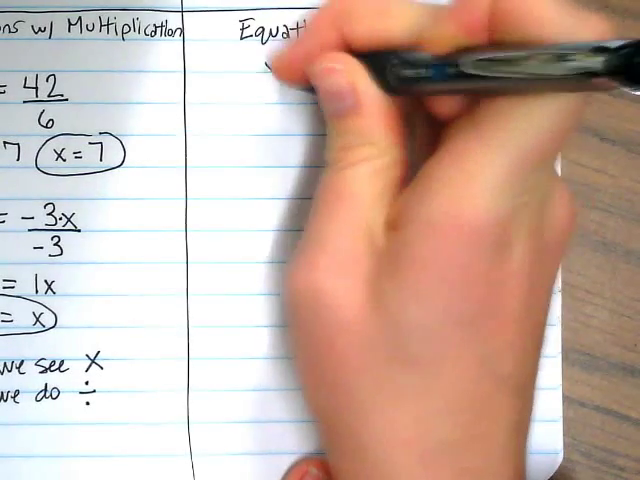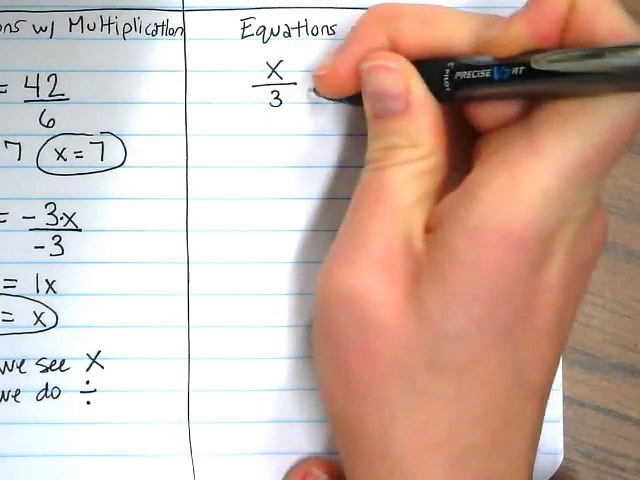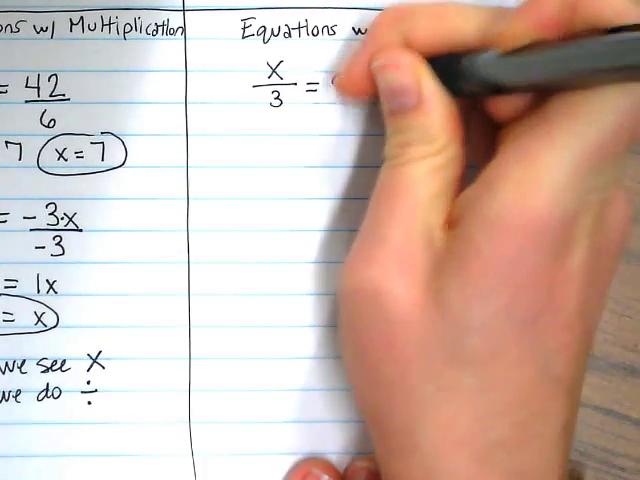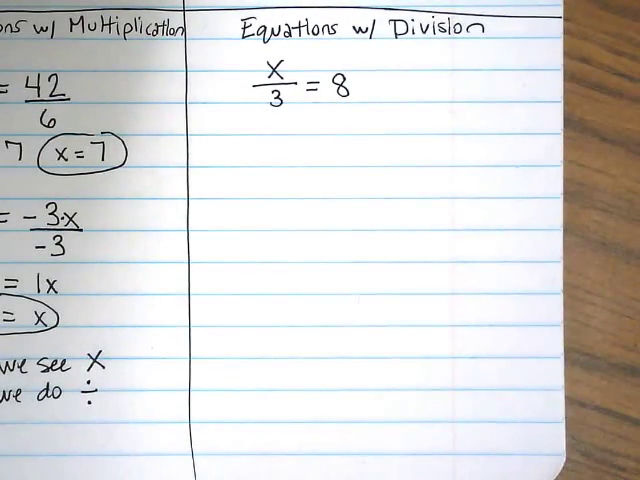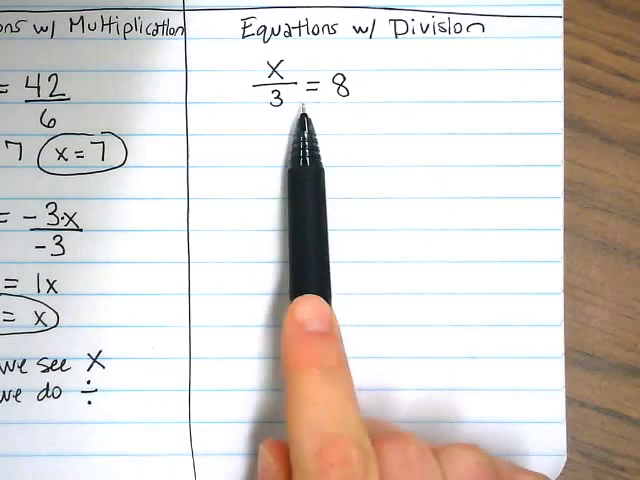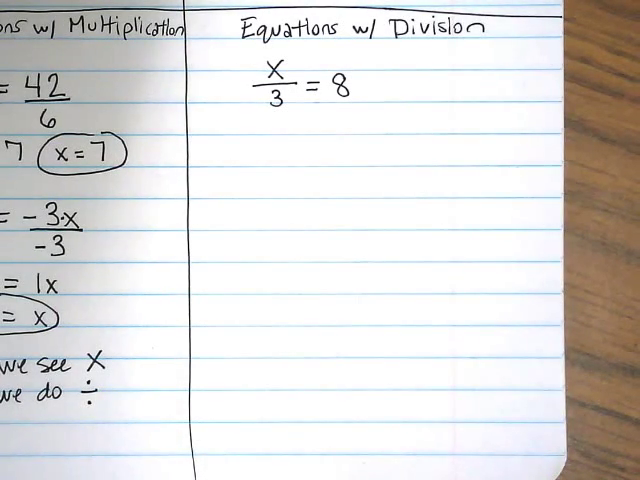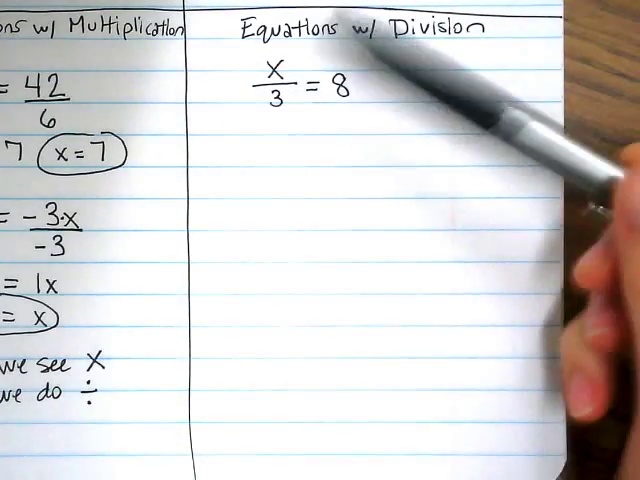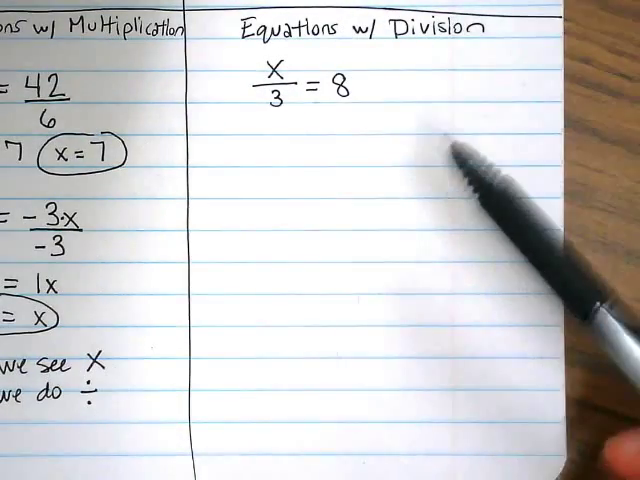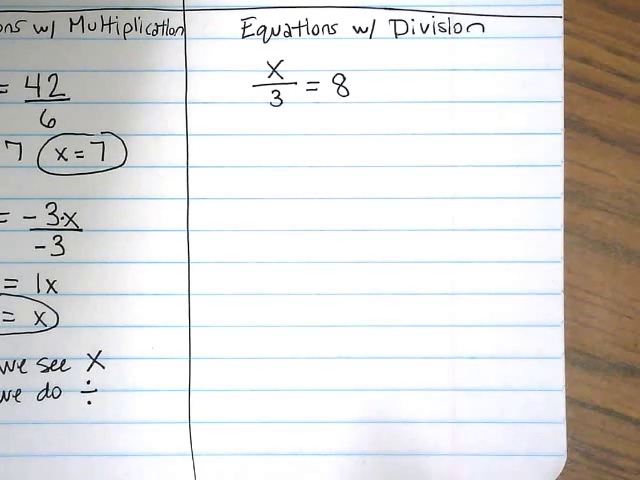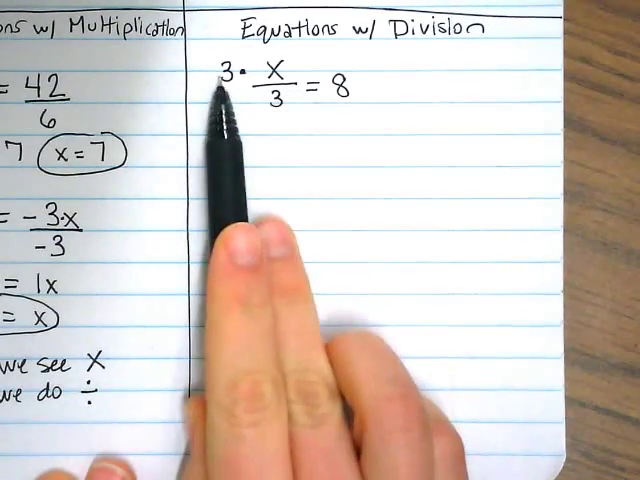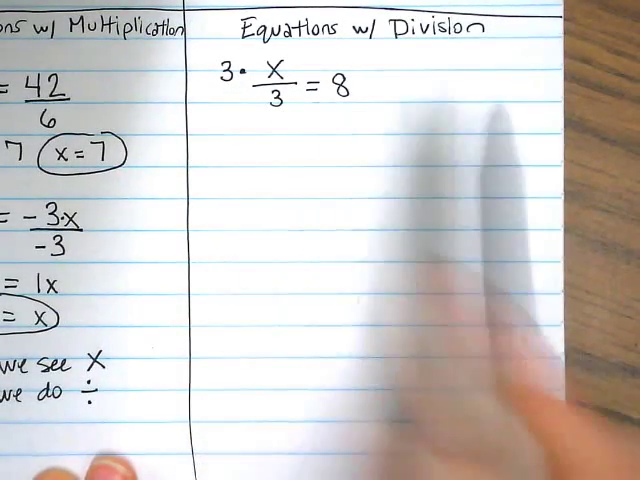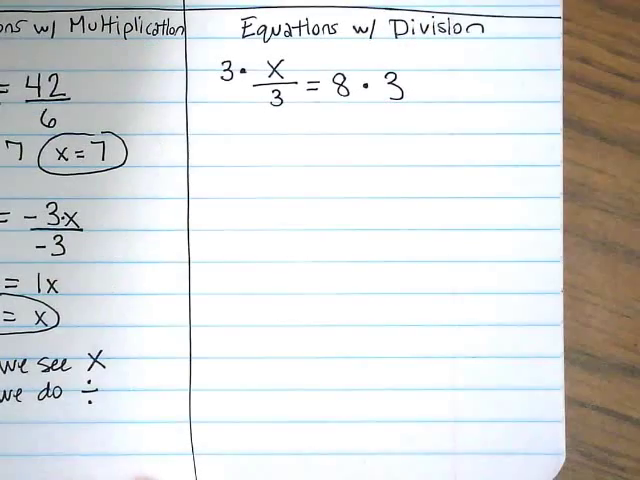Let's do x divided by 3 equals 8. A lot of mathematicians will use this to represent division. Got x divided by 3 equals 8. Now, as usual, I want this x all by itself, but we have a divided by 3 next to it. I want to get rid of that divided by 3. So what I'm actually going to do is multiply this side times 3. I'm going to do 3 times x over 3. And I'm going to multiply on the other side as well, times 3.